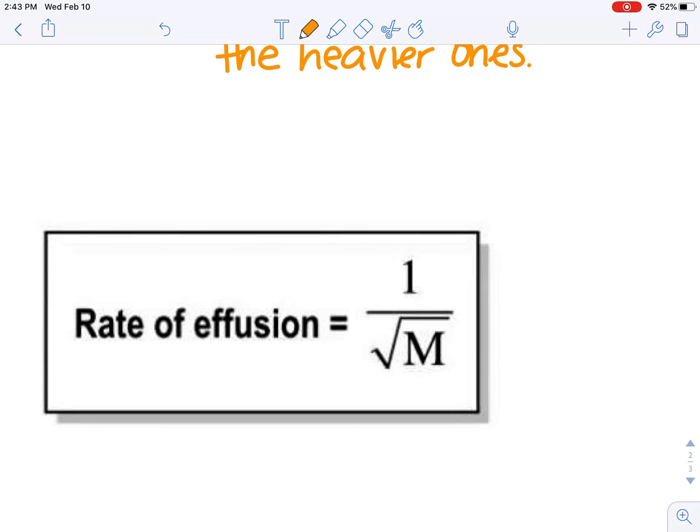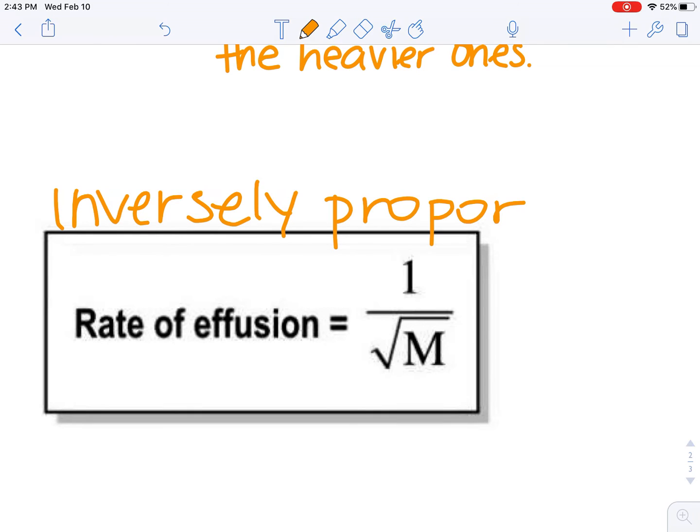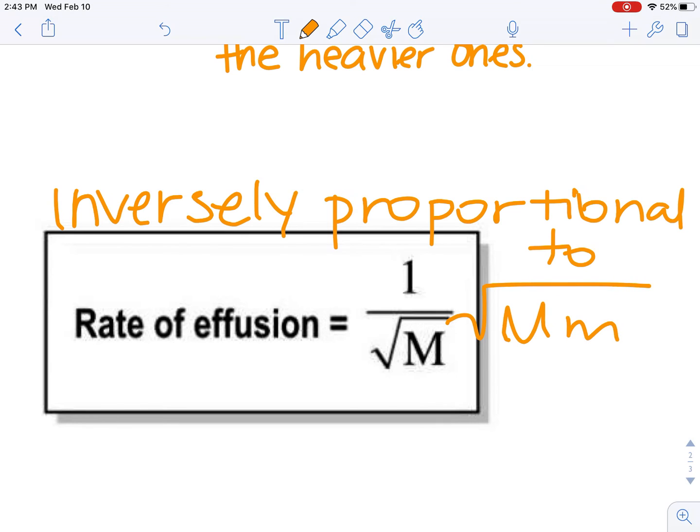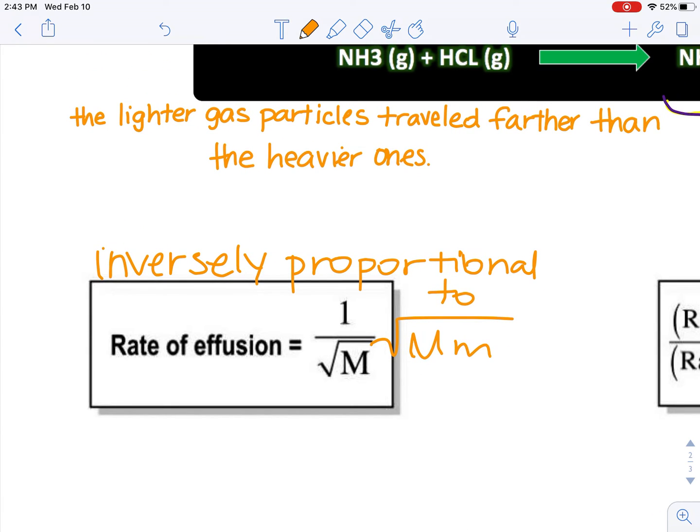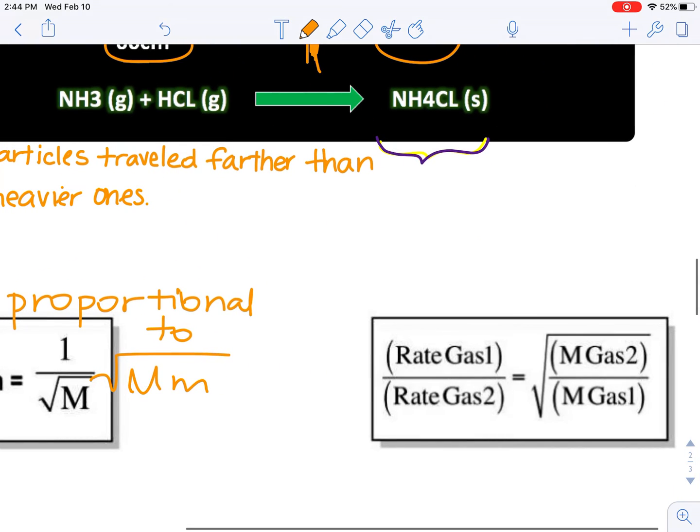How can we explain this mathematically? Well, the rate that a gas will move, whether it's through a pinhole-sized opening or just left to its own devices, is inversely proportional to the square root of its molar mass. The rate of effusion of a gas is inversely proportional to the square root of its molar mass.